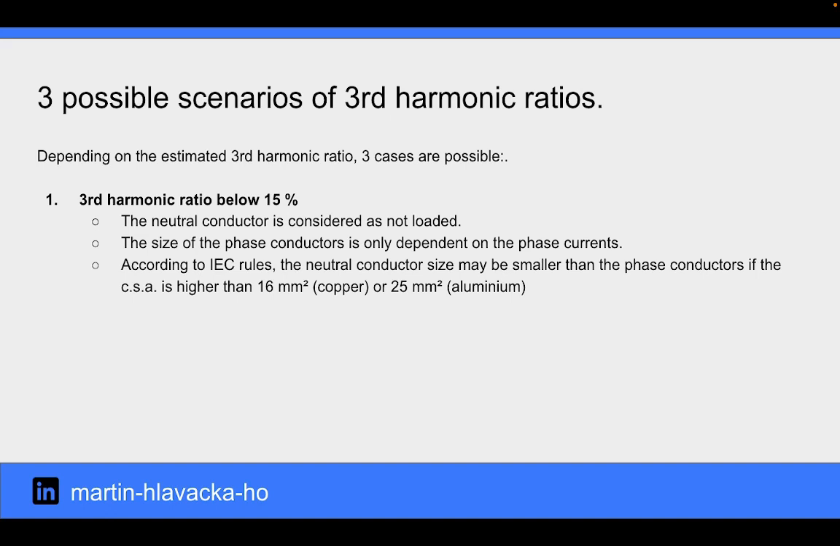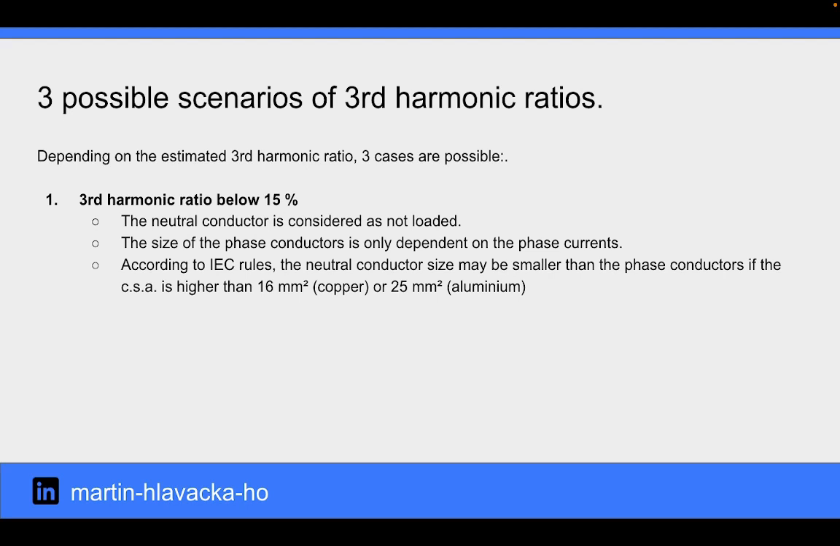According to the estimated ratio of the third harmonic, there are three possible scenarios: ratios less than 15%, between 15 and 33%, or greater than 33%. If the third harmonic ratio is less than 15%, then the neutral conductor is considered unloaded and the size of the phase conductors only depends on the phase currents.